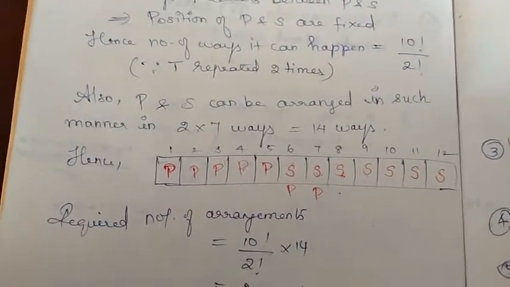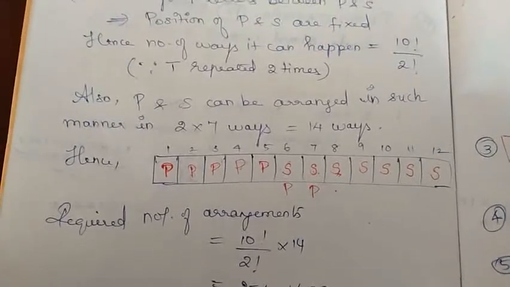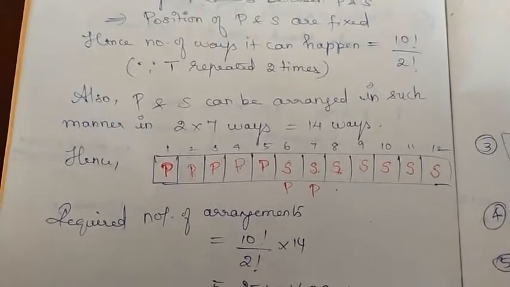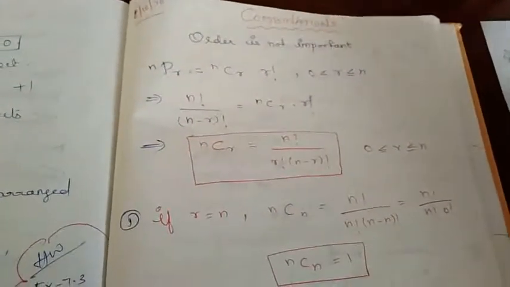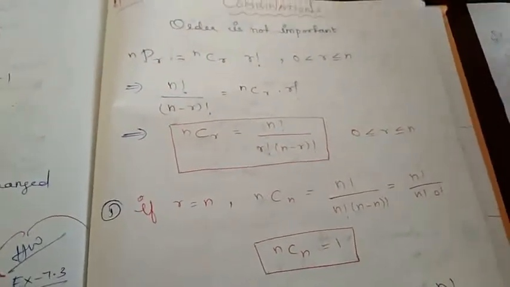Alright, hope you got a clear idea and recalled about permutations. Now let us see about combinations. What is meant by a combination? When the order of the selection is not important, we will go for the combination.